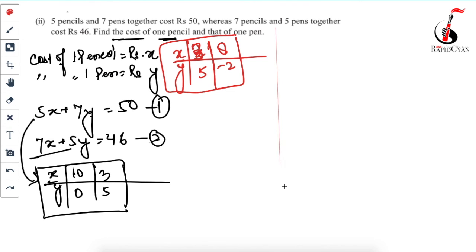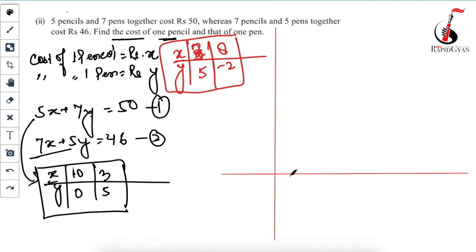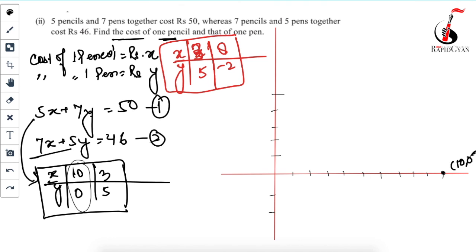So this is going to be your y-axis and this is going to be your x-axis. Okay, let's start with the first one. I will just mark 1 2 3 4 5 6 7 8 9 10, and 1 2 3 4 5, minus 1, minus 2. So here is 10 comma 0. This is the point, x is 10, y is 0. So this is the point which shows your 10 comma 0, correct?